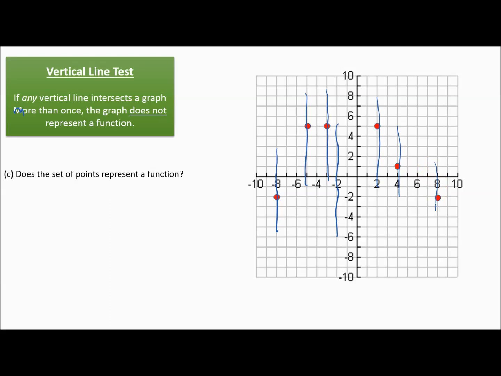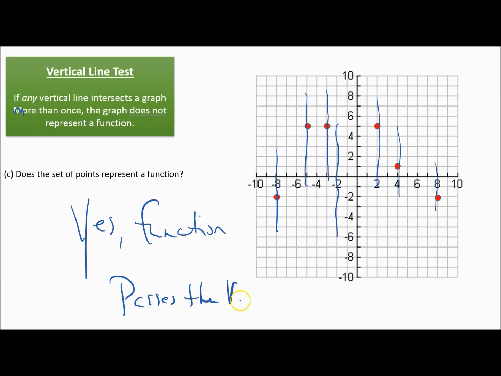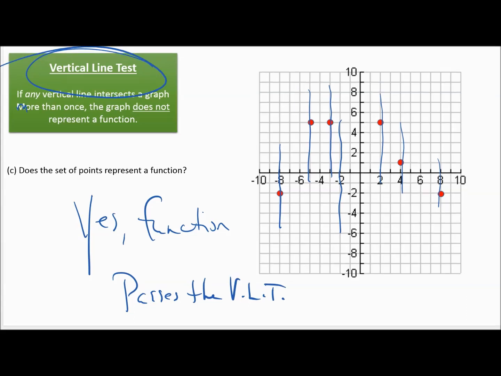In other words, there aren't any 2 points stacked vertically on top of each other, right? So this is a function. And if I ask you why, you could say because it passes the vertical line test. I'm going to put VLT for vertical line test because it gets old writing it every time.